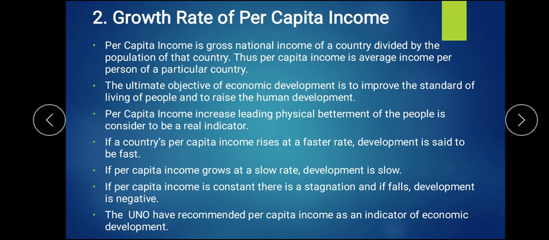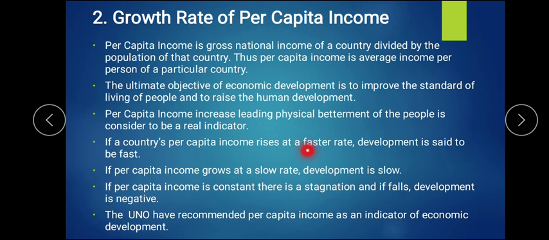So the second indicator is per capita income. What is per capita income? The total gross national income divided by the total population of that particular country is called per capita income. A continuous increase in per capita income helps us know how per person income is coming up, which is an average of the income produced in a whole year. Per capita income increase leads to physical betterment of the people. It shows that this much money is with the people, so their lifestyle will improve.